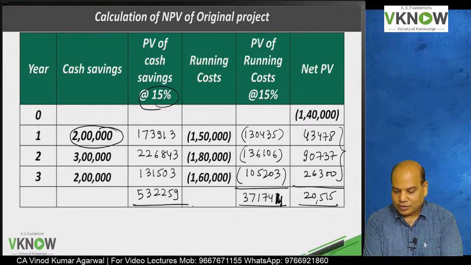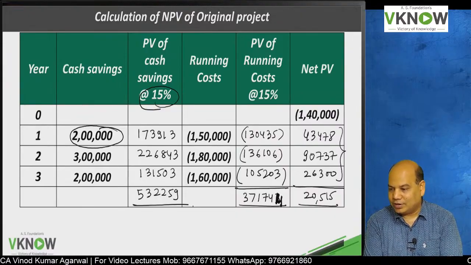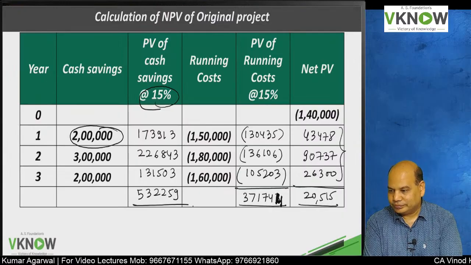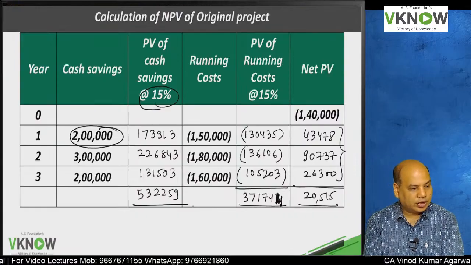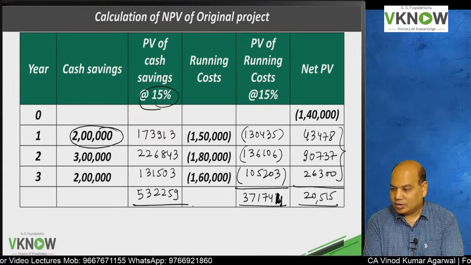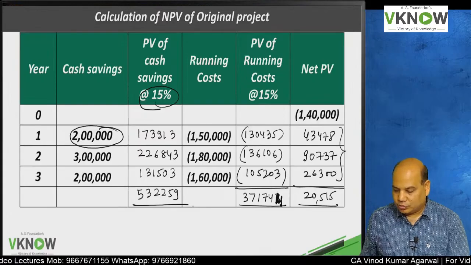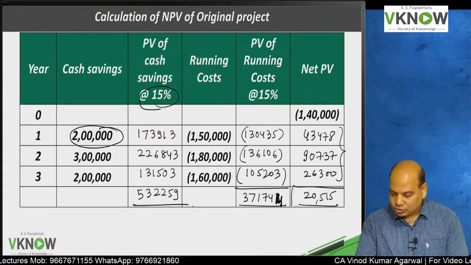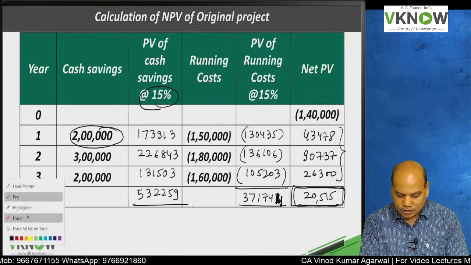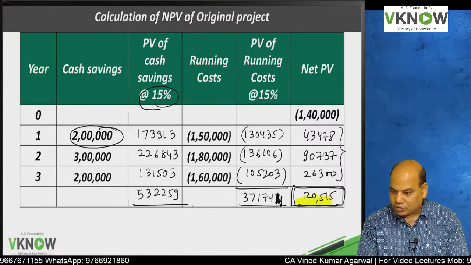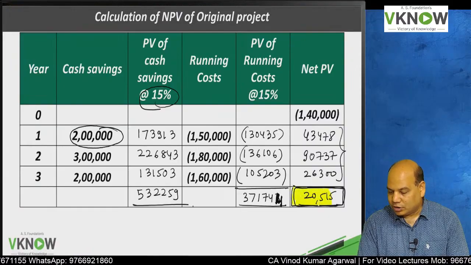Last column is the difference between PV of cash saving and PV of running cost. Is it right? Anybody who can confirm? Yes. So what is my NPV? 20,515. Underline, highlight. So this is like my margin of safety also.